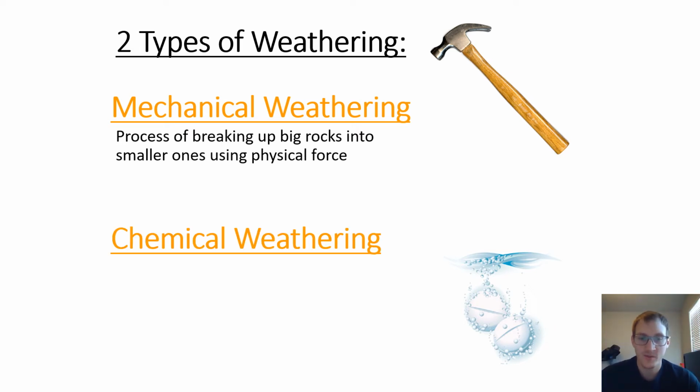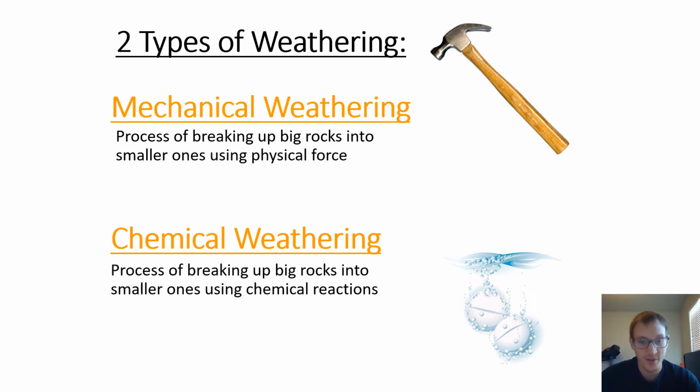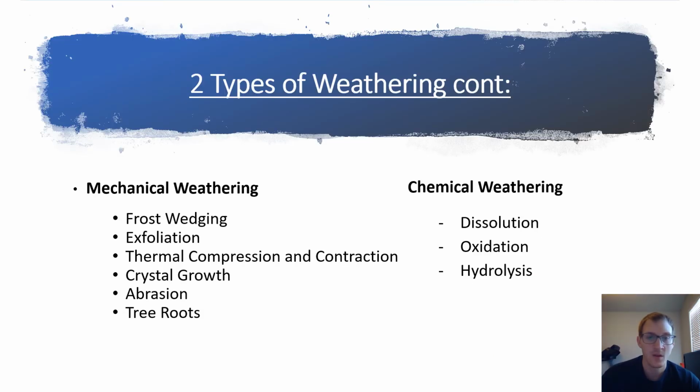Chemical weathering is the process of breaking up big rocks into smaller ones using chemical reactions. So there's some kind of reaction between the water and the rock, or certain things and the rock, and there's some kind of dissolving or that sort of thing that's taking place to cause that kind of weathering. We're going to discuss both in the next 3 days. Both of them have a bunch of different types of things that can happen.